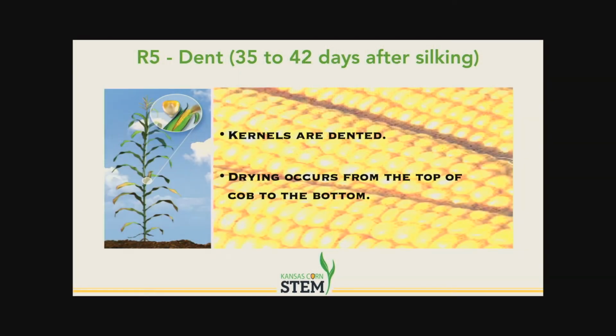And we don't get that full denting until the R5 stage, the reproductive 5 stage right here, and we call that the dent stage, right? Kernels are dented in, and a lot of the moisture is coming out of there. The drying of the ear of corn is going from the top of the cob down to the bottom. Okay, and again, those kernels are denting.